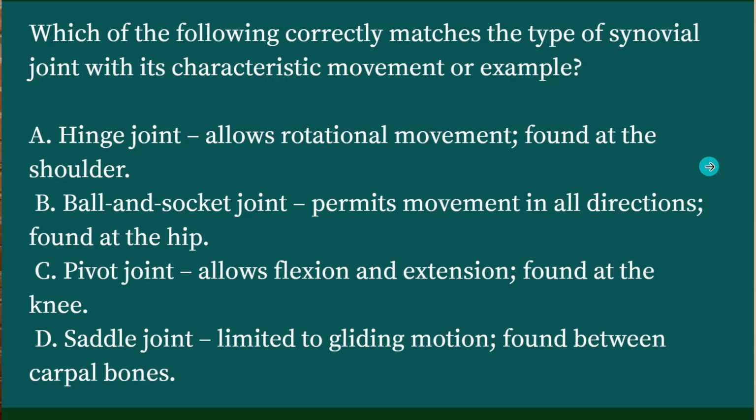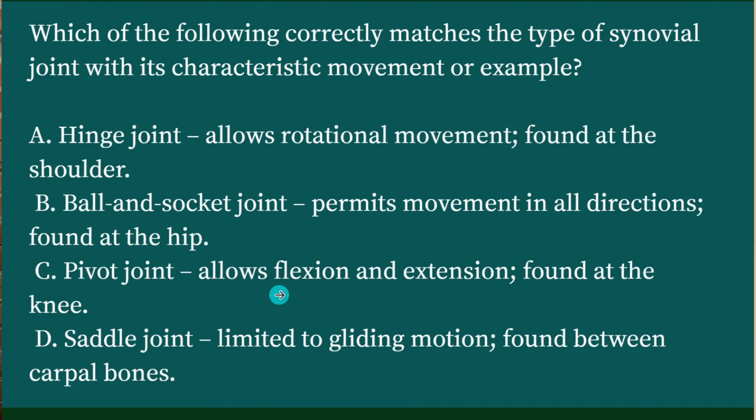Okay, one more. Which of the following correctly matches the type of synovial joint with its characteristic movement? All right, remember we have 6 different movements with their characteristics that we went over. So we're looking for the one correct answer. A, hinge joint allows rotational movement. Nope. So rotational movement found at the shoulder would be the ball and socket joint. B, ball and socket joint permits movement in all directions, found at the hip. I like that one. That looks like a correct one.